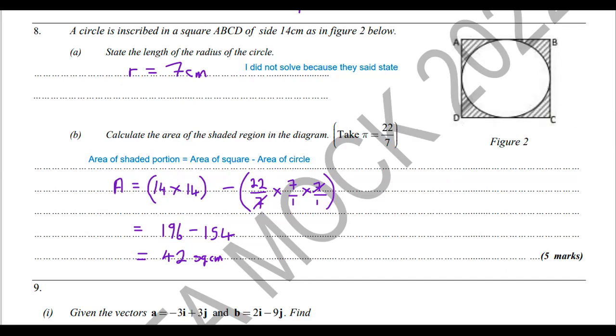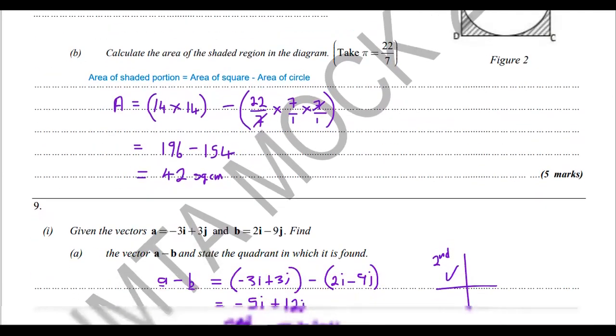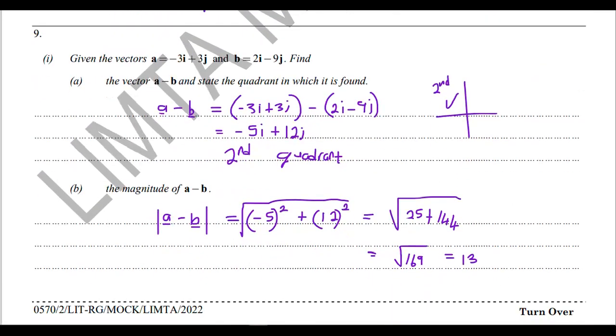Number 9, question 9. So given the vectors A equals minus 3i plus 3j and B equals 2i minus 9j, find the vector A minus B, and state the quadrant in which it is found. So the vector A minus B will be equal to vector A. I put B in brackets before subtracting. I can leave the first one without brackets, but the second one should be in brackets because this minus sign is going to affect it.